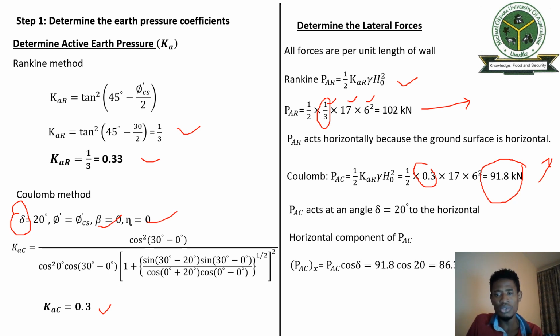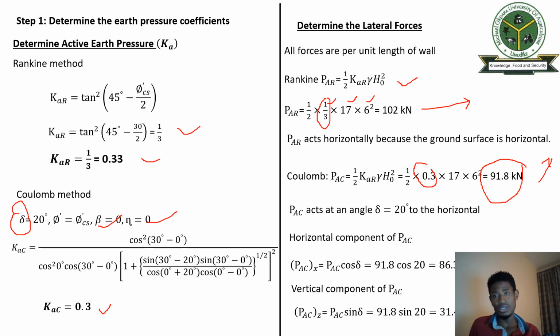So how do you do this? You are going to multiply 9.81 by cos 20. You will resolve it to the horizontal component. If you do the same thing with sin, you will resolve it to the vertical component, and that will be the end of determining the lateral forces for the Rankine and for the Coulomb's.